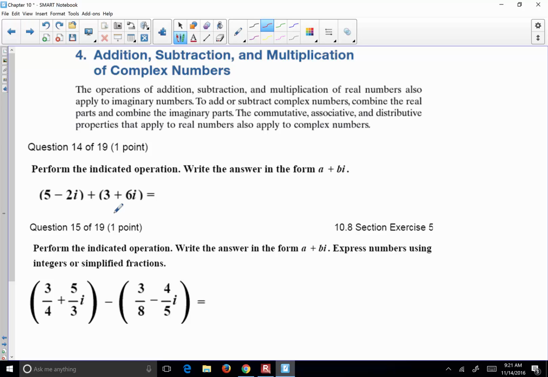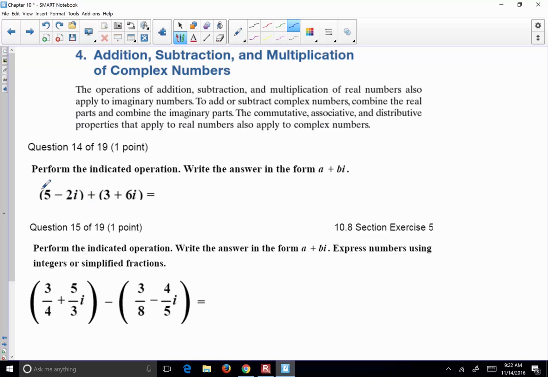So after addition and subtraction, I will skip directly to division without multiplication, because in division you have to do multiplication anyways. So I will cover them both in division. Okay? So how do we add and subtract? The easy ones are these. You add like terms only together.